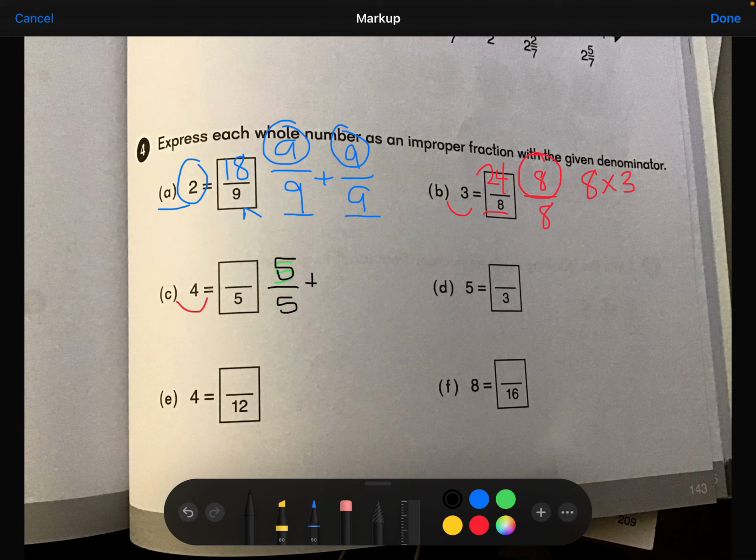We could technically do this 4 times because we're looking for 4 wholes, or we could take the number of pieces that are needed in our numerator when we're representing a whole and multiply it by the number of wholes we're trying to get. 5 times 4, because we're looking for 4 wholes, is 20.